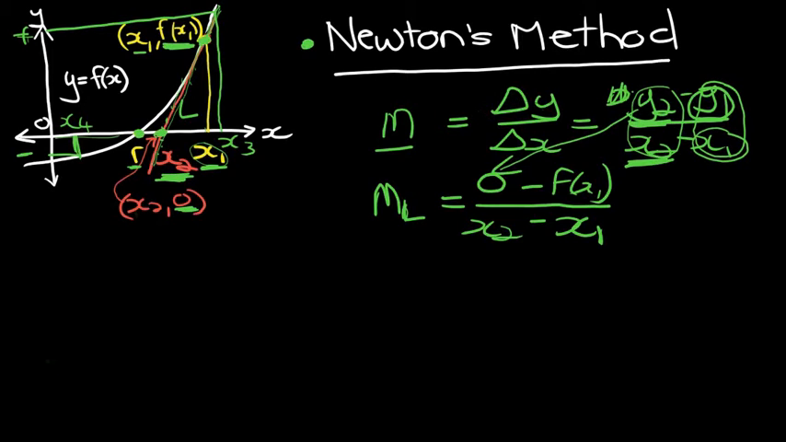m is equal to the difference of y over the difference of x. Use two coordinates on that line to calculate the gradient of that line, and those 2 coordinates we substituted, we just placed into the gradient formula.